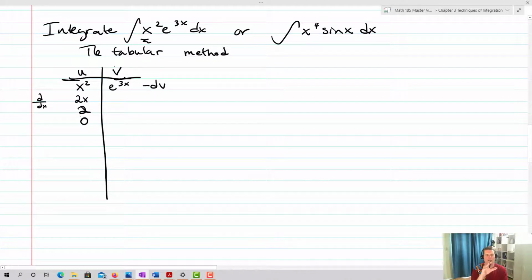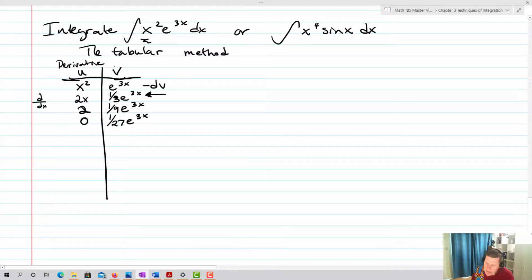So I got x squared, 2x, 2, and 0. On my u's, I'm taking the derivative. Then on my v's, I'm going to take my integrals. The integral of e to the 3x is 1/3 e to the 3x. Then I take the integral again, and I get 1/9 e to the 3x, taking the integral of my previous term. Then I take the integral again, and I get 1/27 e to the 3x.